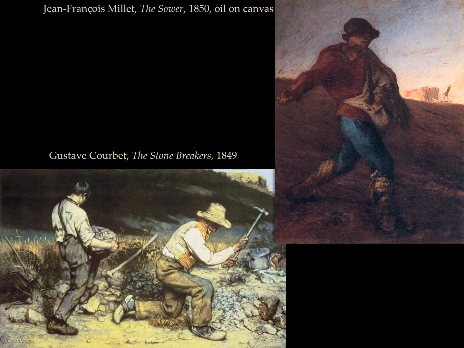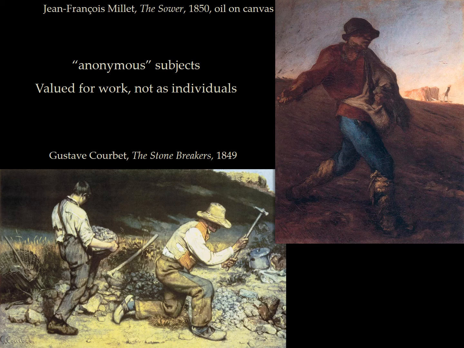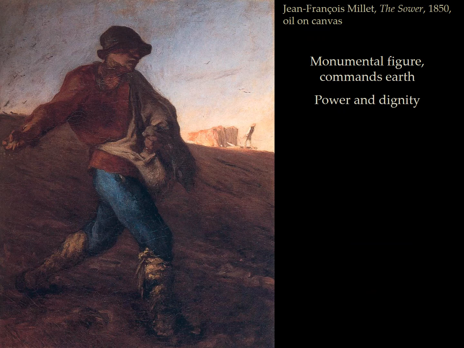Comparing it to that of the Stonebreakers, we have two works that are anonymous by way of their subjects. They are valued, importantly, for the work that they are doing, not as individuals. So we find that Courbet is going to show sympathy for the poor in this instance. We pity them. Whereas Millet, on the other hand, demands our respect for the poor and how important their work is. So here we have a monumental figure that commands the earth with power and dignity.